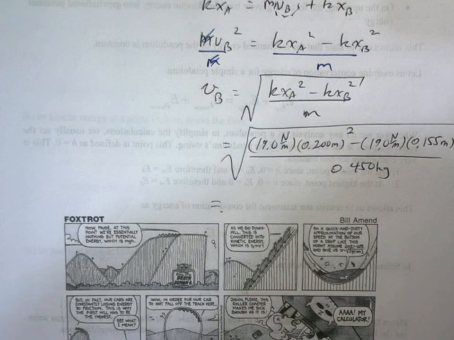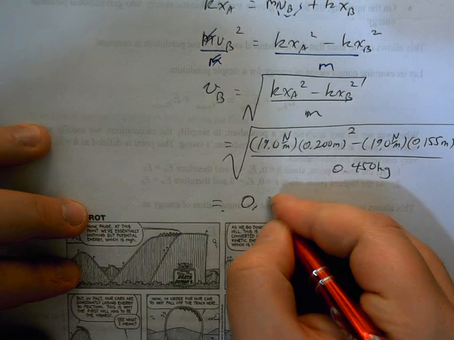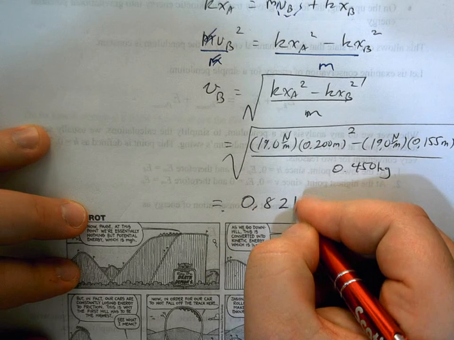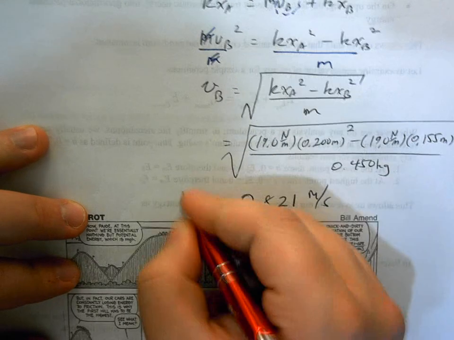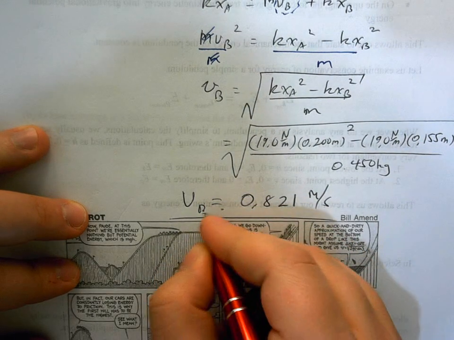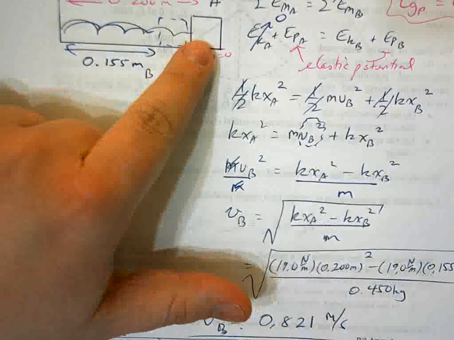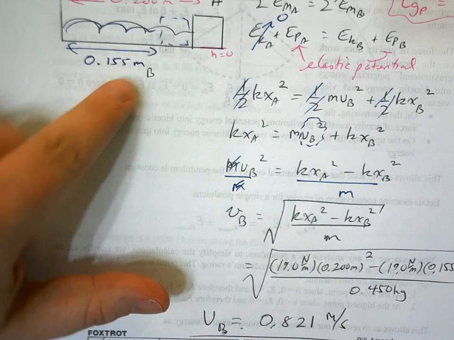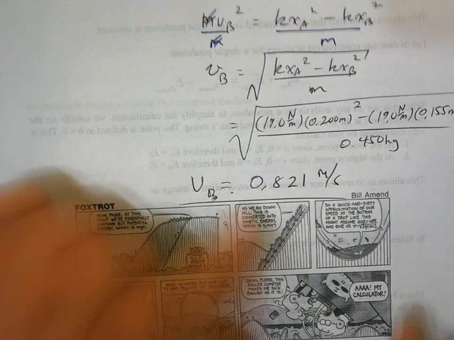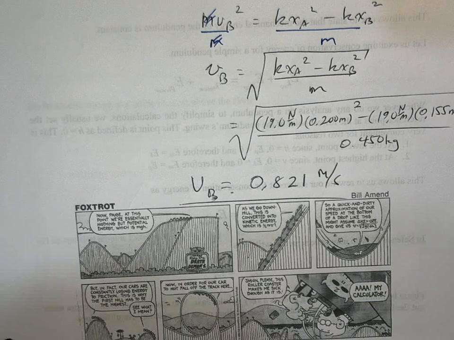All right, so my final answer for the speed, I'm going to get a speed of about 0.821 meters per second. So with this object, when it's let go, when it gets to this point here, it's going to have a speed of about 0.821 meters per second. So we've gone through a few examples of conservation of energy with just regular systems.